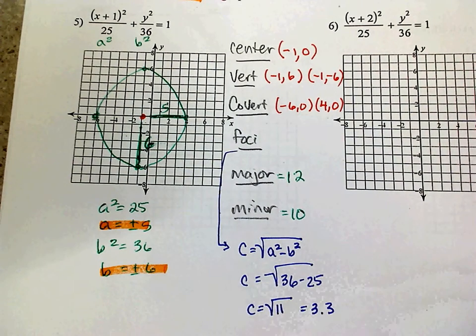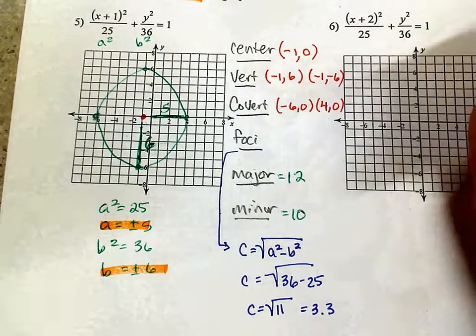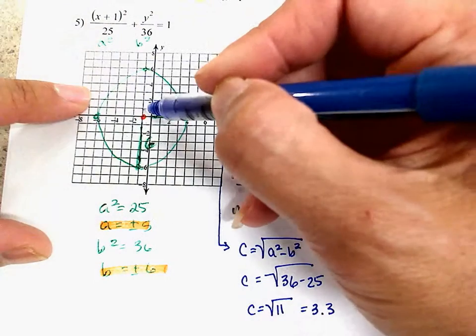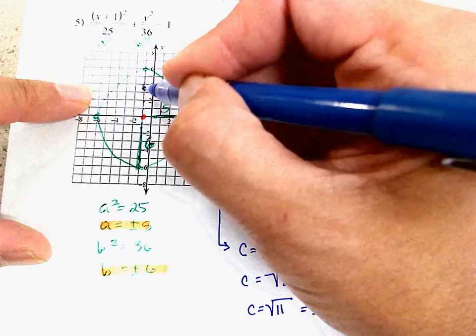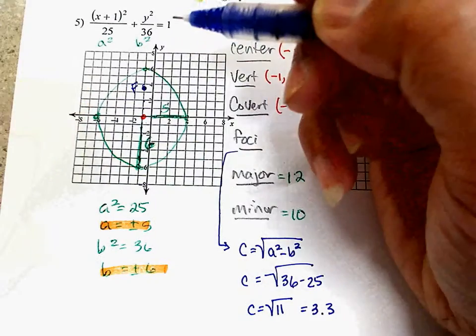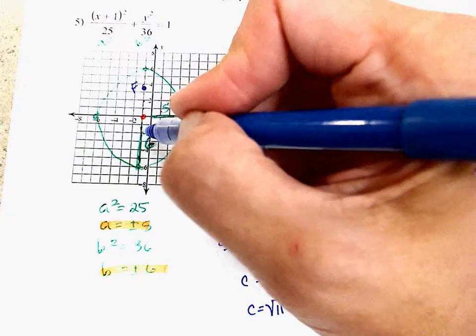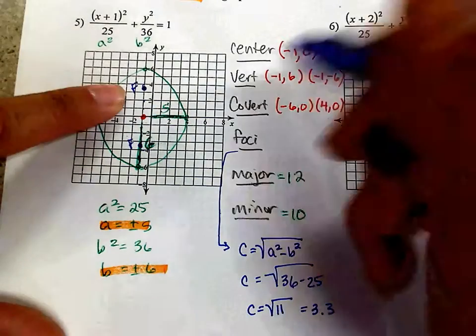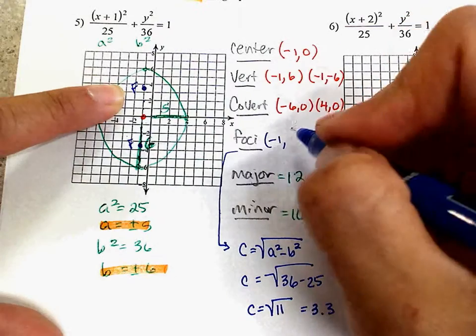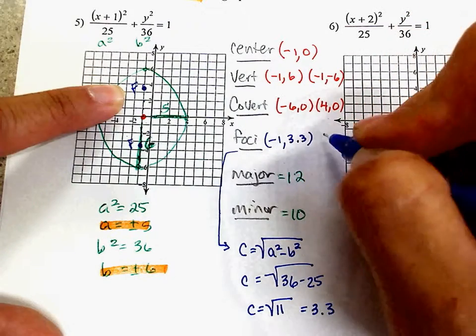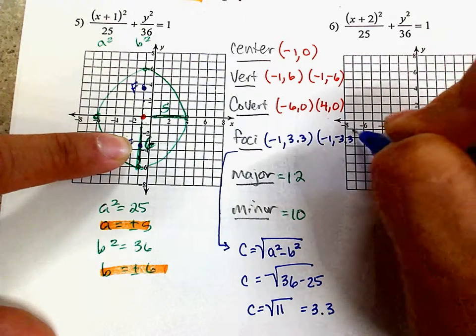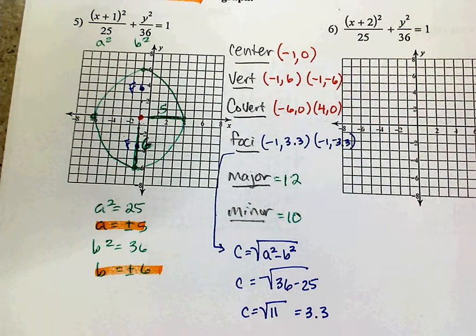Okay, so there's your C. So from your center, it's always going to be along your major. So I'm going to go 1, 2, 3, a little bit above. There's your foci. Center, 1, 2, 3, a little bit below. There's your foci. And what is that point? -1, 3.3, -1, -3.3. And there you have your foci for number 5.